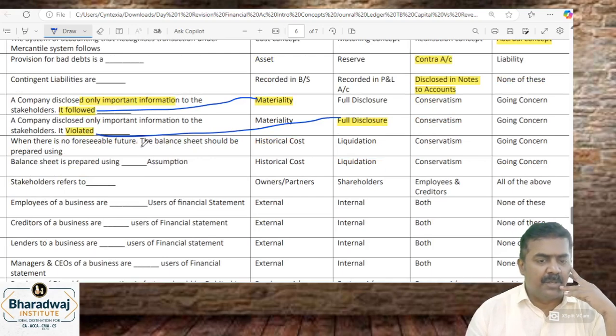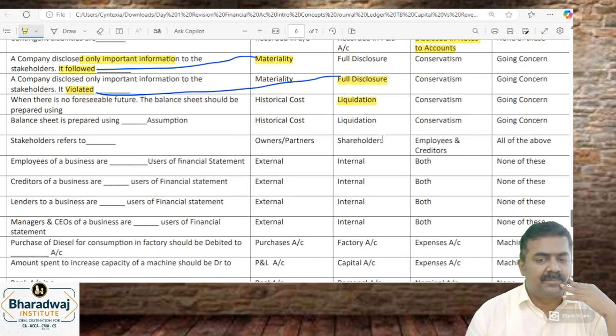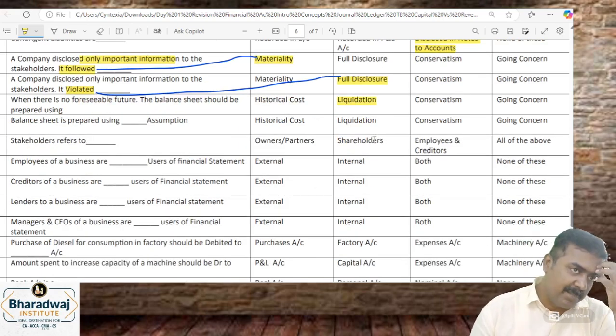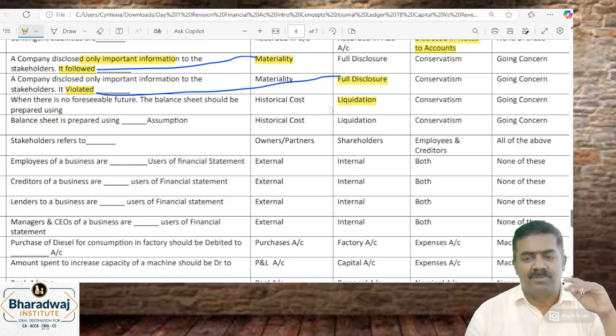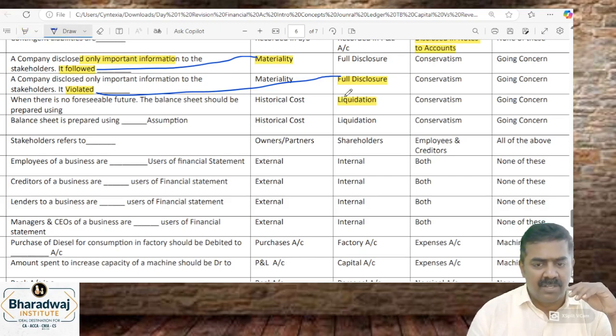If there's no foreseeable future, the balance sheet will be prepared using cost approach, conservatism, going concern, or liquidation approach. No going concern, what is the meaning? It means there is no future. It means we are going to liquidate. We will write assets at the sale value and liabilities at the payable value. So we should prepare using the liquidation approach. The balance sheet is prepared based on the going concern assumption.